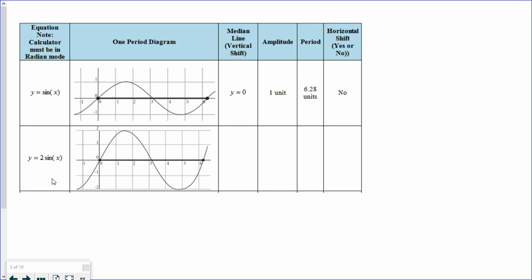Now what we see is happening is we're keeping everything else the same. We're not adding a number at the end. We're not changing d. Now what we're changing is a. The first one's done for you. It's the same graph that we had before, but now we're changing a. So I want you to look at how it changes the 4 columns here. Does it change the median line? Probably not, because we know that d already changed the median line. Does it change amplitude, period, or horizontal shift? So pause the video and do the 3 graphs on that next page.